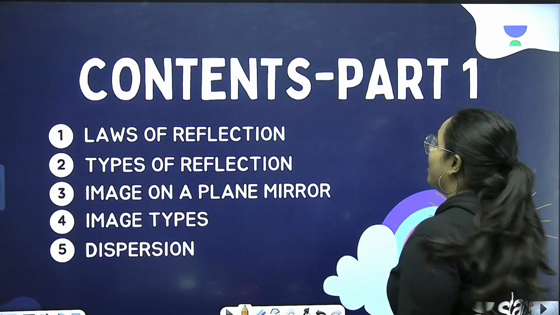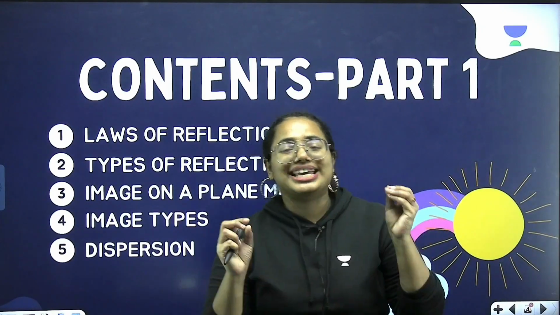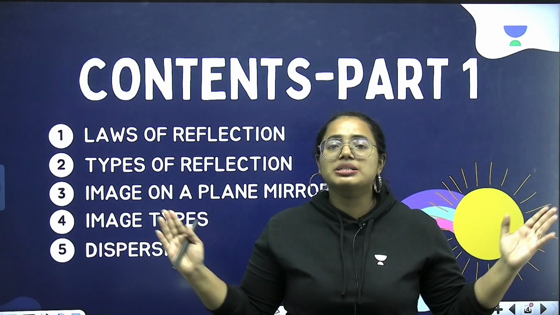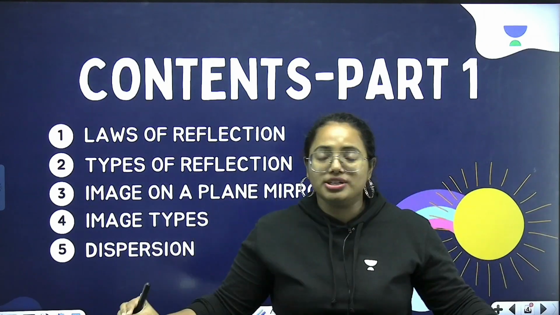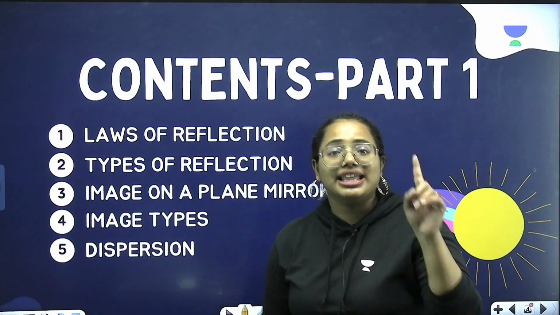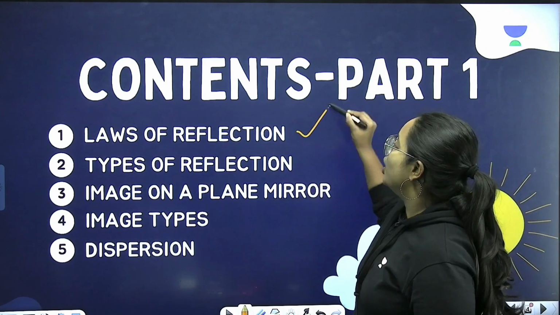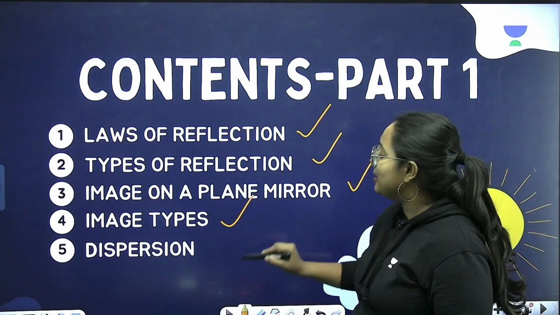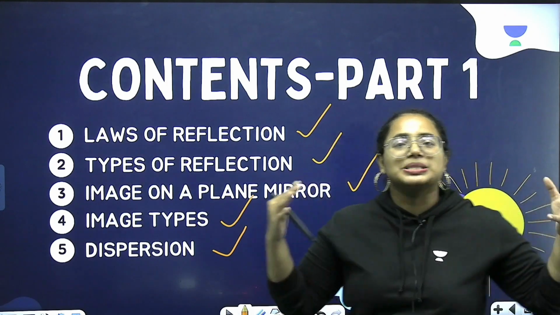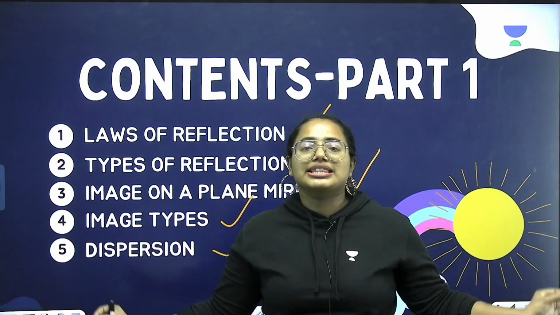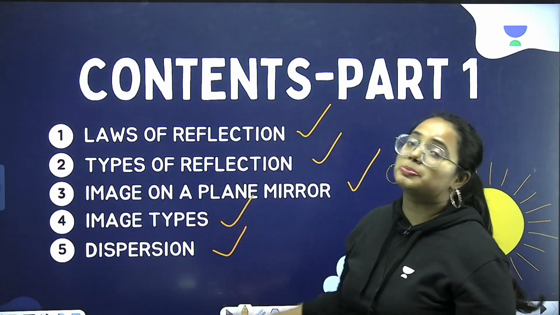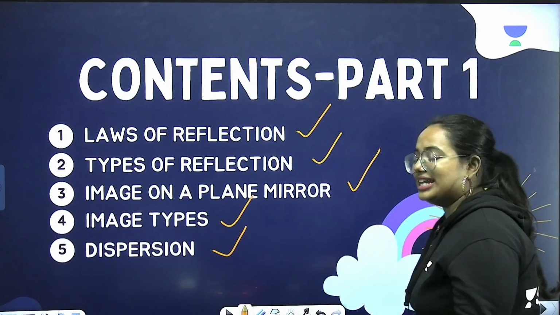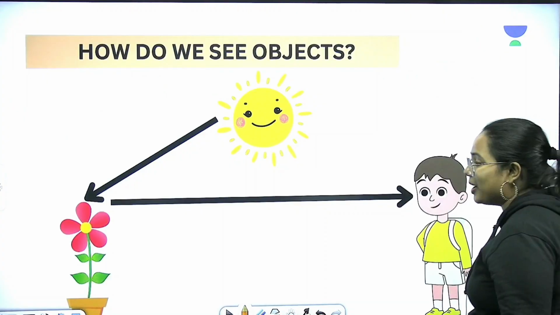Now we are moving towards the contents. For easy understanding, I have divided this chapter into two sections, and here's part one. In this one we will be learning laws of reflection, types of reflection, image on a plane mirror, image types, and finally dispersion. These are the basic things that we will be learning in this particular part. So let's get into the first part of it.